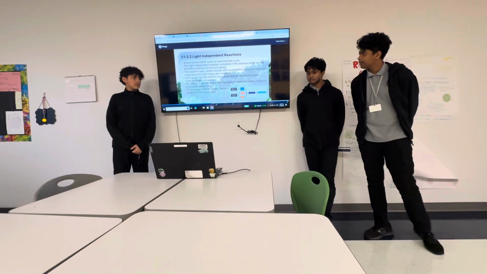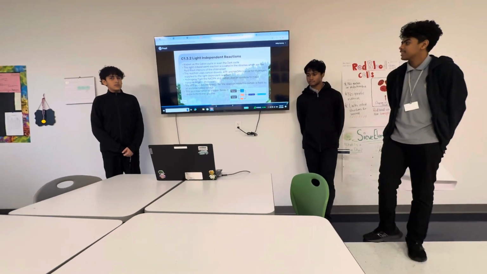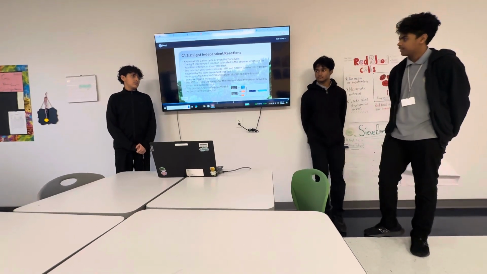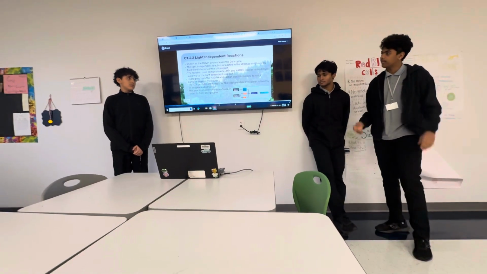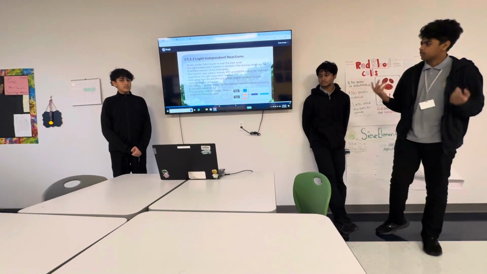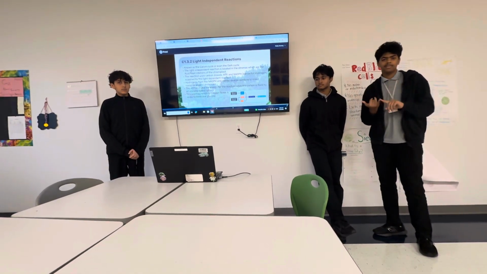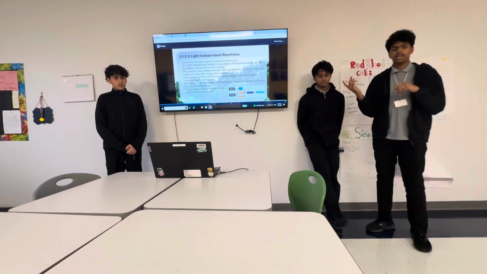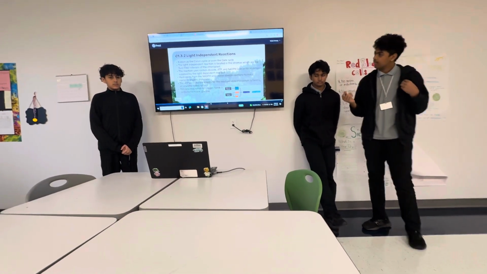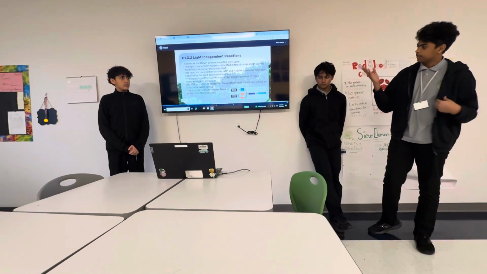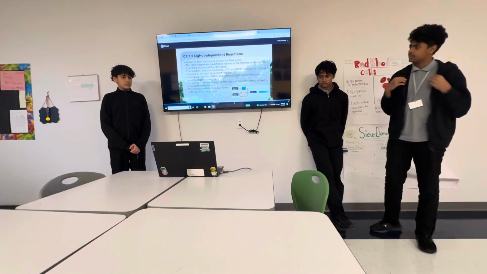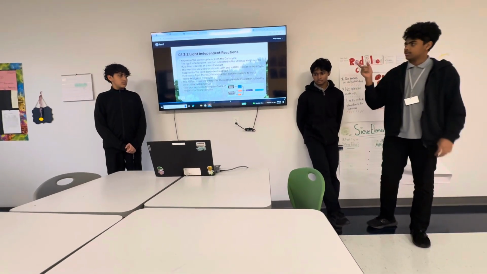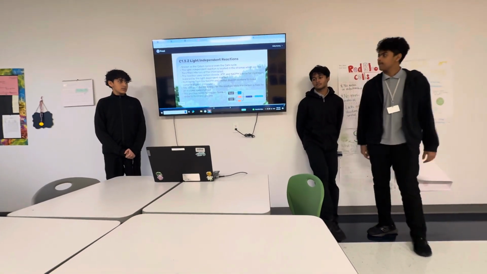The light independent reaction is also known as the Calvin cycle or even the dark cycle. It is located in the stroma, which is the fluid-filled interior of the chloroplast. The reaction uses carbon dioxide, ATP, and NADPH, which carries hydrogen. ATP and NADPH come from the light-dependent reaction.